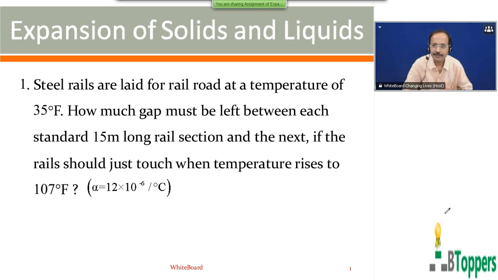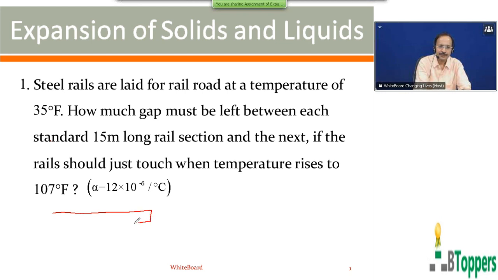Hello students. So in this class I want to start the discussion of the solutions for the questions in the assignment in expansion of solids. Look at the question number 1. So steel rails are laid for railroad at a temperature of 35 degrees centigrade. How much gap must be left between each standard 15-meter long rail section and next? The rail should just touch when the temperature rises to 107 degrees centigrade.